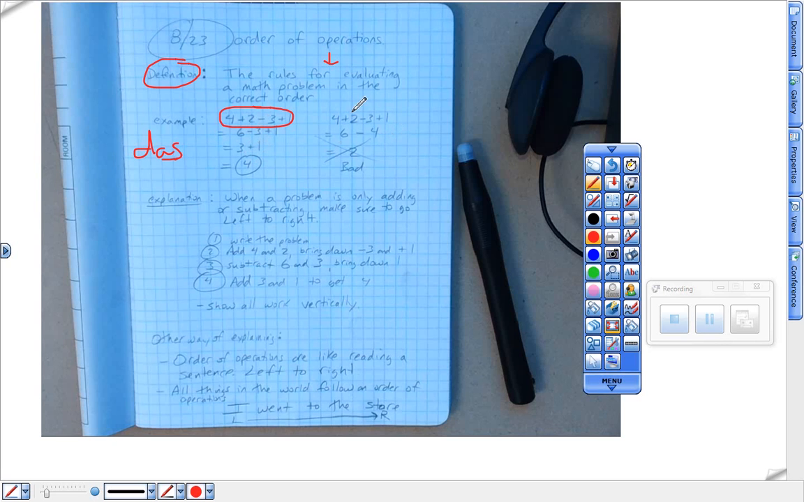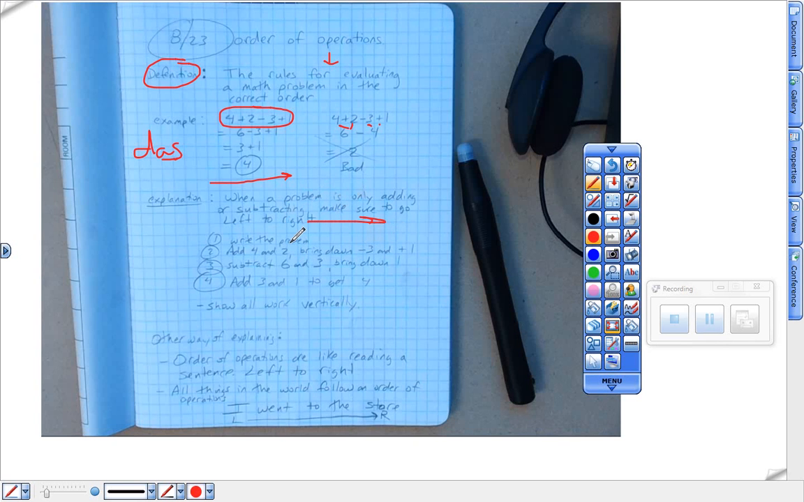A bad way of doing that is chunking that and doing these two together and you get 6, and then adding these two together and then subtracting. Don't want to do that. You want to go straight left to right. My explanation again, when a problem is only adding or subtracting, make sure you go left to right.